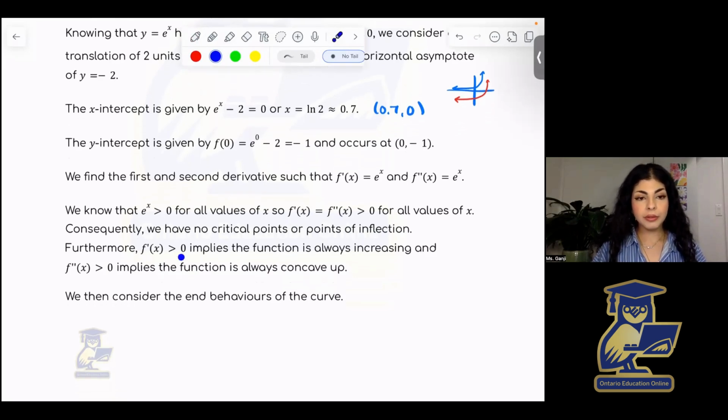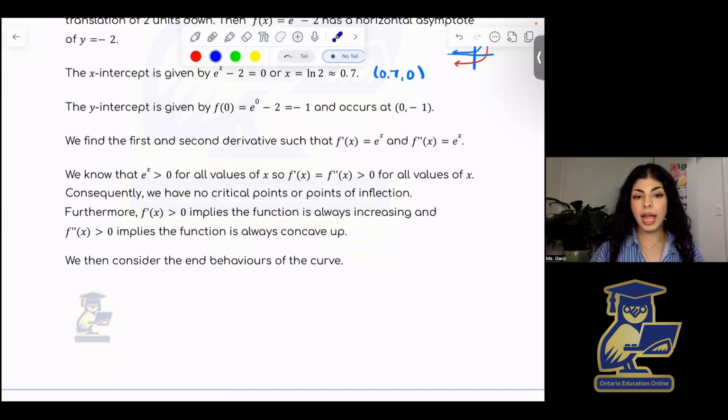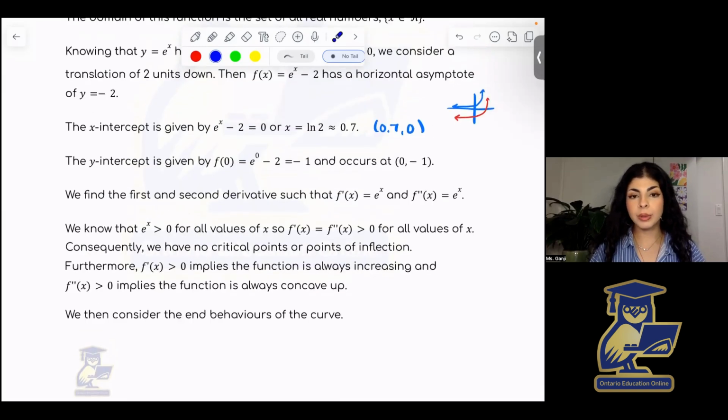Furthermore, the fact that the first derivative is greater than 0 for all values means that our function is always increasing, which again is what we expect. And the second derivative being greater than 0 means that the function is always concave up, which again is what we expect. Now we consider the end behaviors of the curve, so as x is approaching infinity and negative infinity.